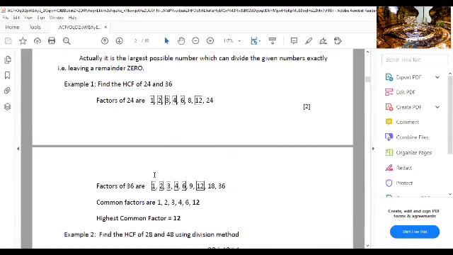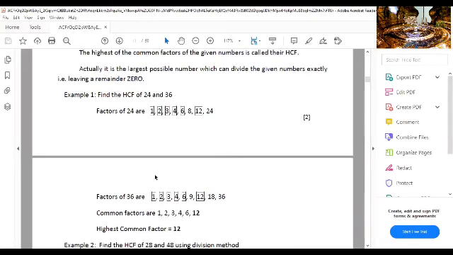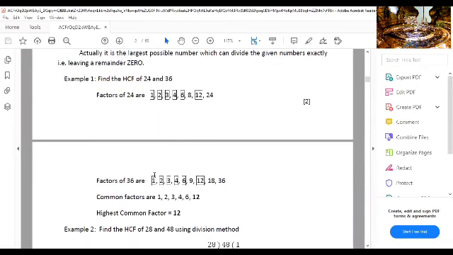In this, the HCF definition is highest common factor. HCF is nothing but highest common factor, and LCM is least common multiple. Here HCF means highest common factor. What is the highest common factor here? 12. That's why the highest common factor of 24 and 36 is 12.